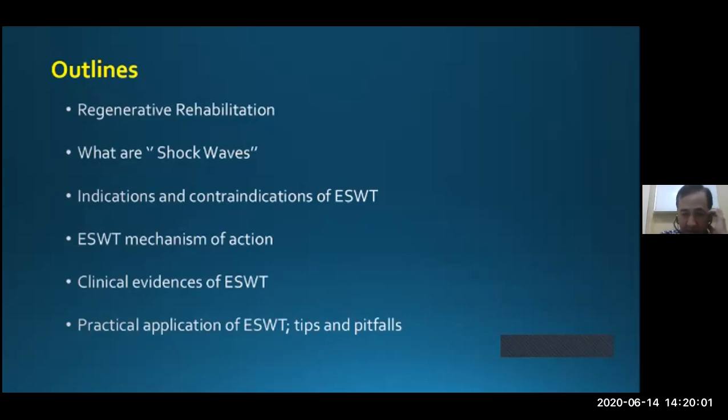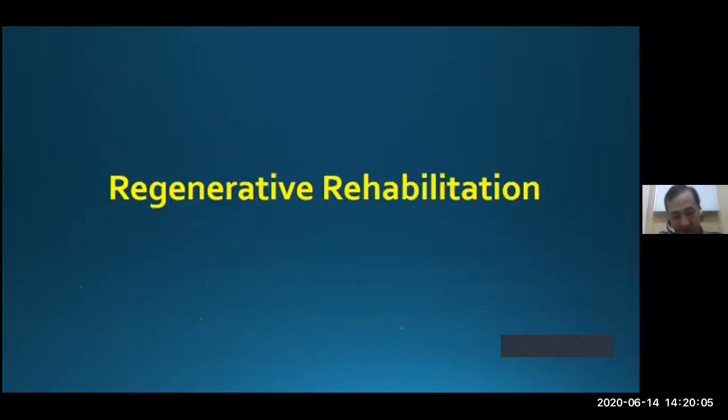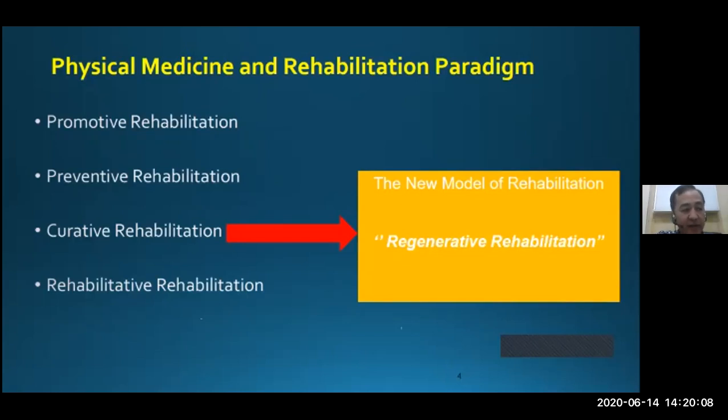So in regenerative medicine, we all know the physical medicine and rehabilitation paradigm. I believe most of you are rehabilitation medicine doctors or doctors who deal with rehabilitation patients. The physical medicine and rehabilitation paradigm promotes rehabilitation, preventive rehabilitation, curative rehabilitation, and rehabilitative rehabilitation. There is a new model of rehabilitation, which is regenerative rehabilitation. It means there is a slight change in rehabilitation. It's not only rehabilitative, but can also cure some diseases.